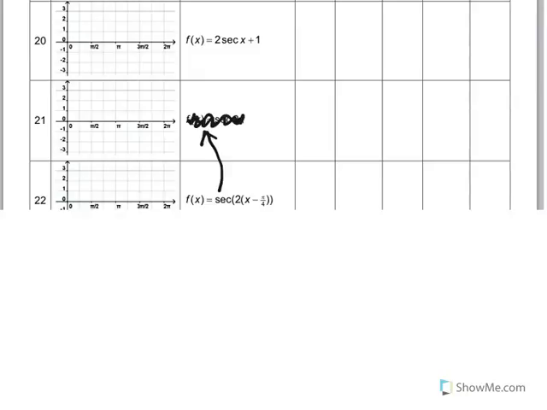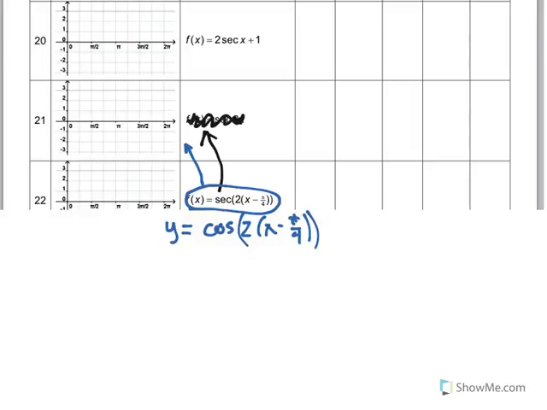Okay, I kind of cut this off a little bit too fast, but what I'm going to do is put this equation actually up here. Now, my suggestion is when I graph secant or cosecant, graph the sine or the cosine version of it first. So I'm going to treat this as y equals cosine of 2x minus pi over 4. And then the secant is really just going to be one transformation after.